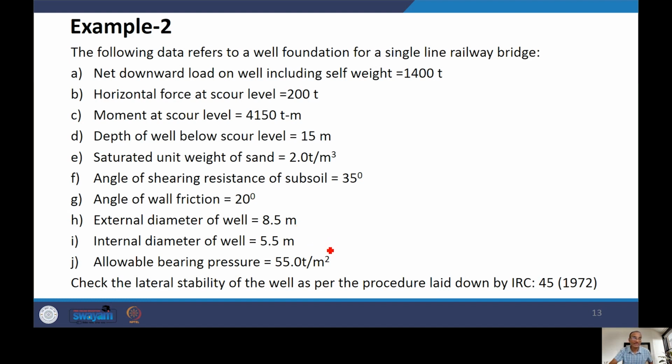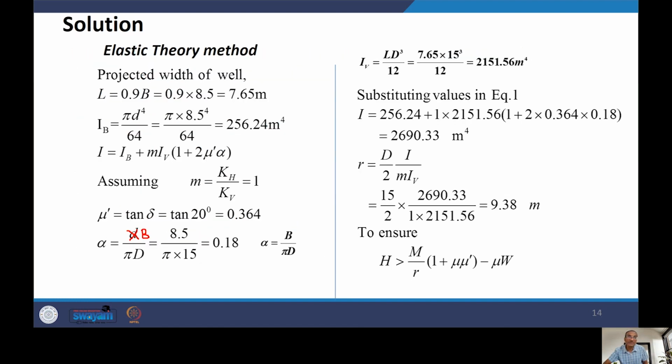And allowable bearing pressure is 55 ton per meter square. This is also given. Now, we need to check the lateral strength of the well as per the procedure laid down by the IRC 45, which is published in 1970.